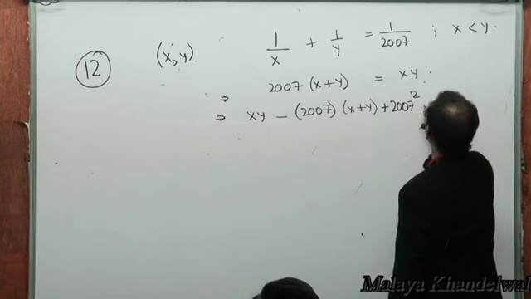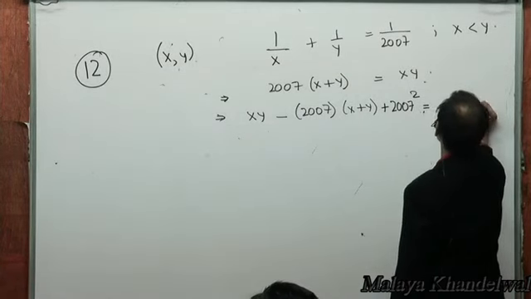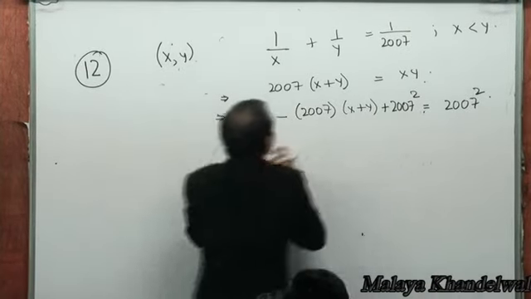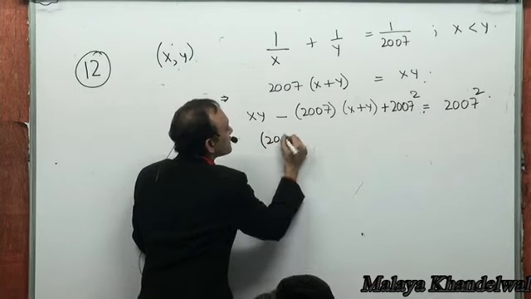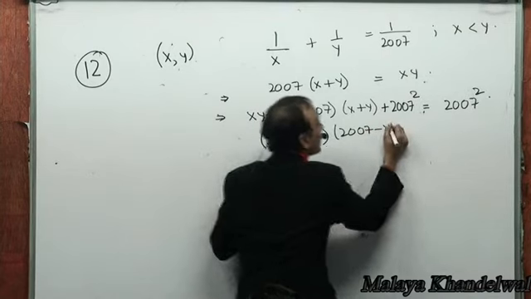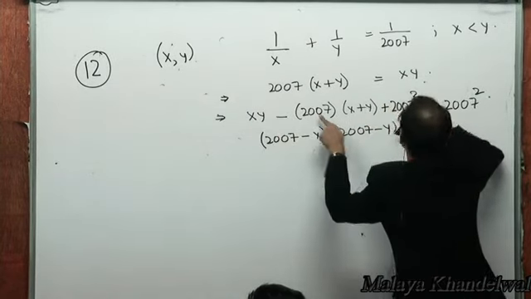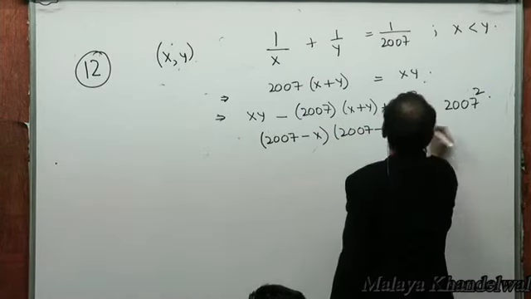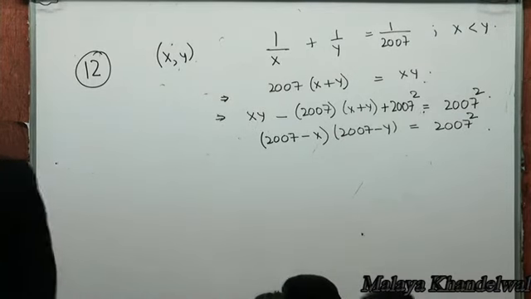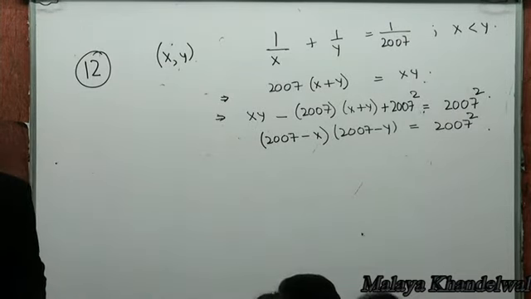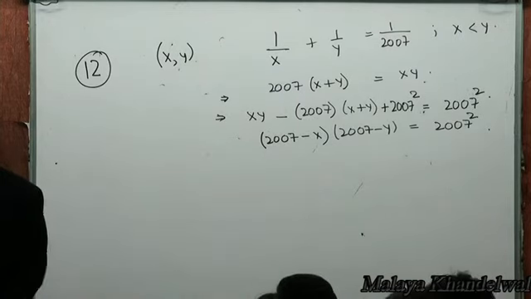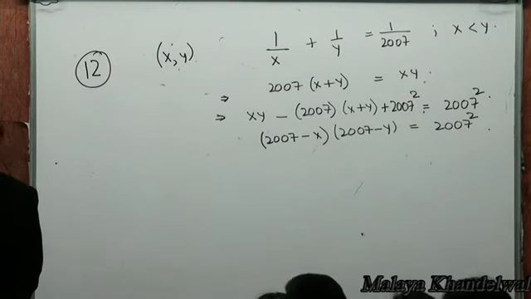Do you realize the algebra will look a little neater if I add 2007 squared on both sides? Yes or no? Because now this will reduce to (2007 − x)(2007 − y), because x and y are the roots of this. If 2007 was x, right? That's equal to 2007 squared. Yes or no? And you understand the rationale why I performed this manipulation? Why I was compelled to add 2007 squared on both sides?